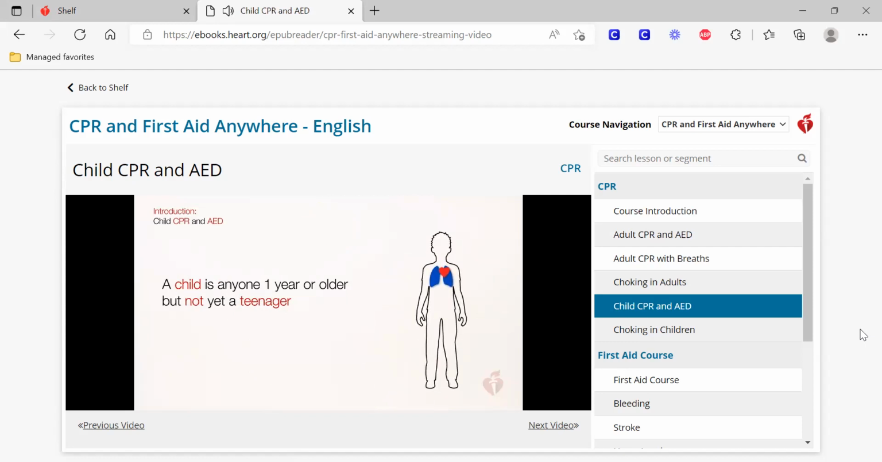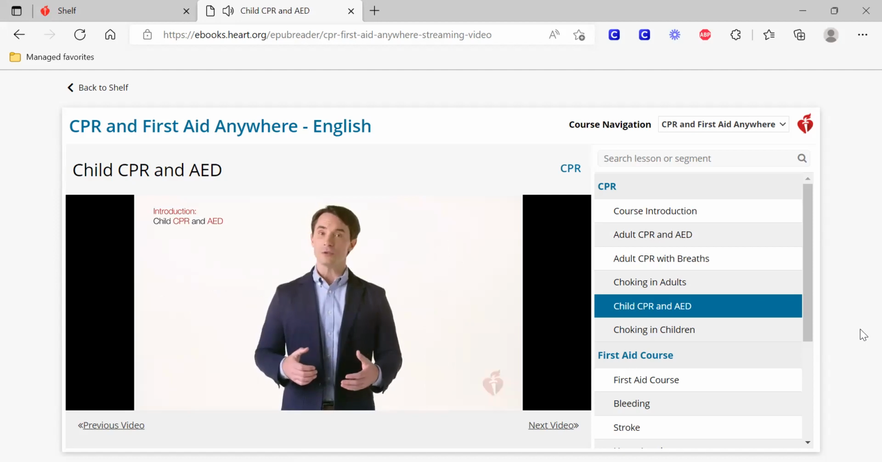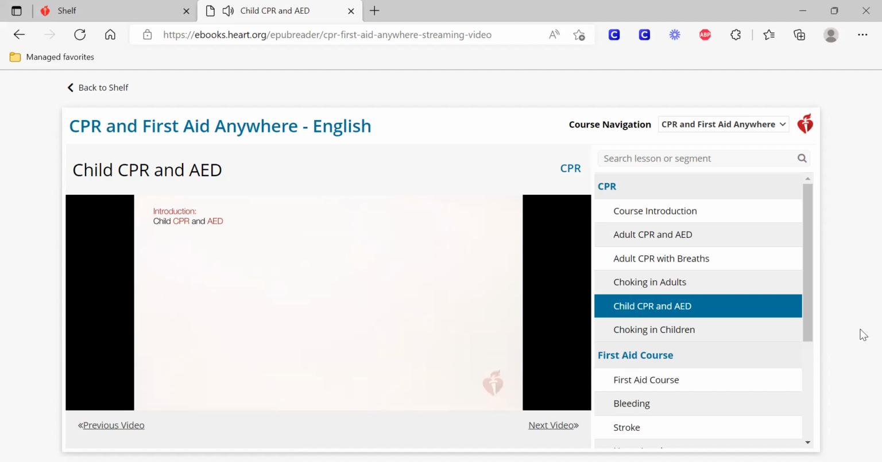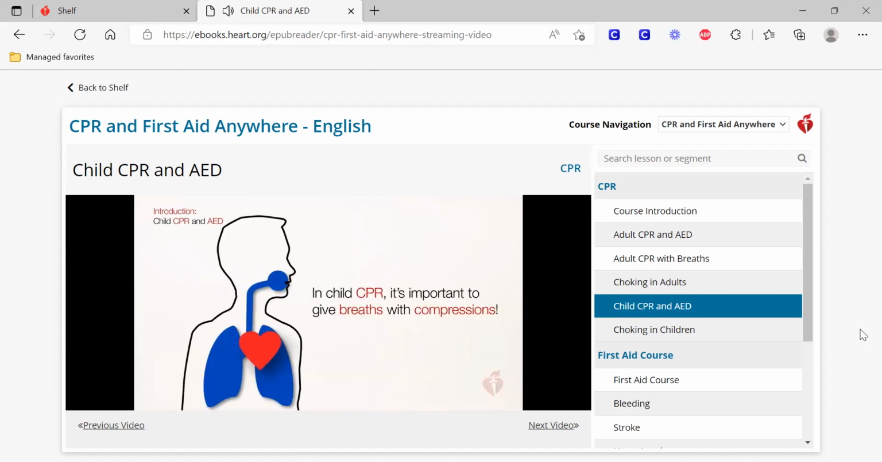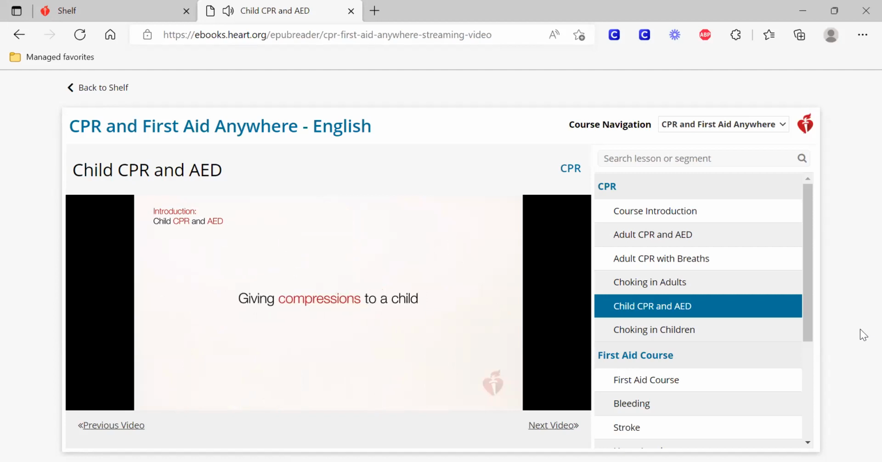Children usually have healthy hearts. Cardiac arrest in children often results from breathing problems, but it can also be caused by drowning, severe injury, poisoning, and other problems that cause low oxygen delivery to the body. For this reason, it's very important to give breaths with compressions when giving CPR to a child.